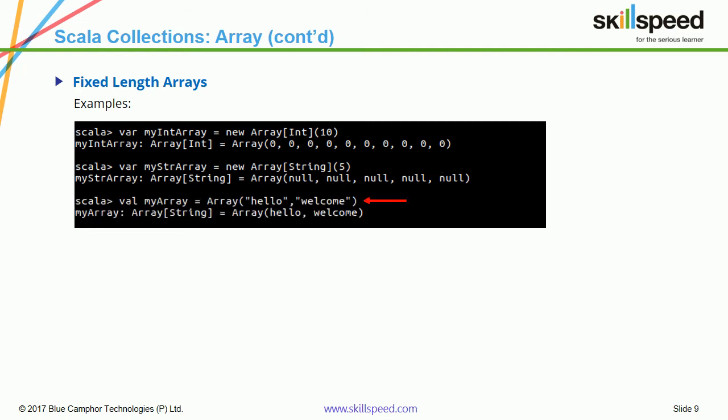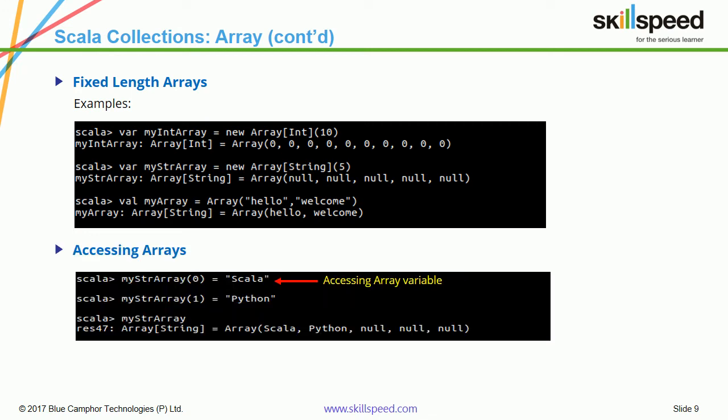And then you can do something like val myArray = Array("Hello", "Welcome"). This way you can add elements to an array. And when you type myStrArray(0), you will see the result as Scala. When you say myStrArray(1), you get the next element, which is Python.